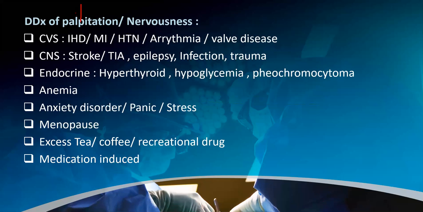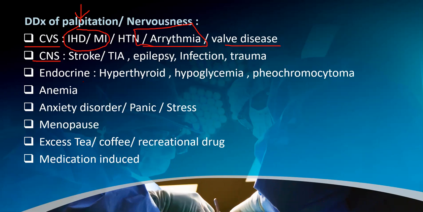First of all, if palpitation is your cluster, you should always start with the CVS. In CVS, for any patient coming with cardiac related symptoms, all the time try to rule out ischemic heart disease or myocardial infarction. Also, it could be any arrhythmia. That's our main cause of palpitation. Arrhythmia includes everything, which means atrial fibrillation, flutter, SVT. And sometimes even valvular diseases can lead to palpitation. So for CVS, we have ischemic heart disease or MI, hypertension, arrhythmia, valvular disease.